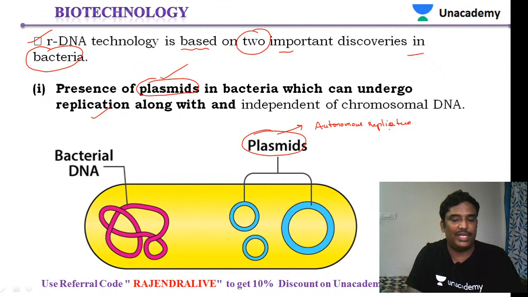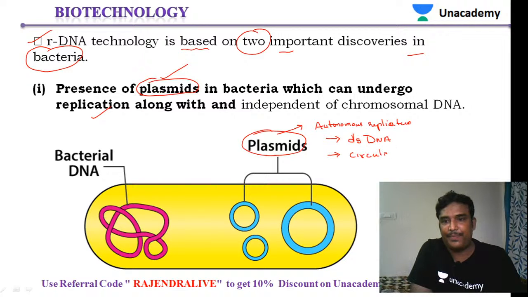It is circular. Yes, very good Asmita. If you see the nature of the plasmid, no doubt it is double strand DNA, dsDNA. It is double strand, circular, and closed. So this is the nature.